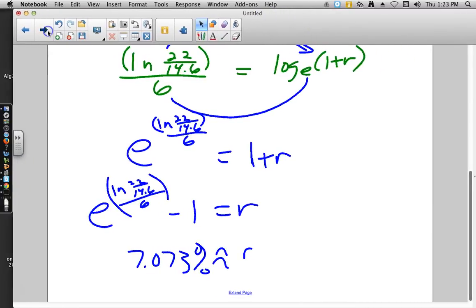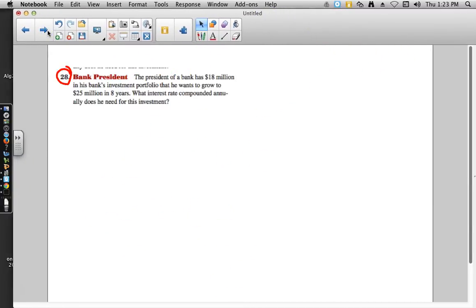So then, next one up is 28. Bank president. The president of a bank has $18 million in his bank's investment portfolio that he wants to grow to $25 million in 8 years. What interest rate compounded annually does he need for his investment?